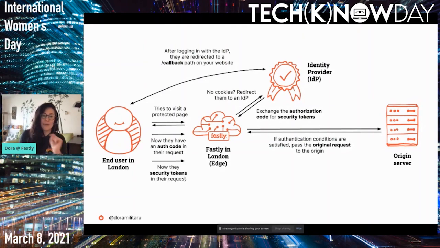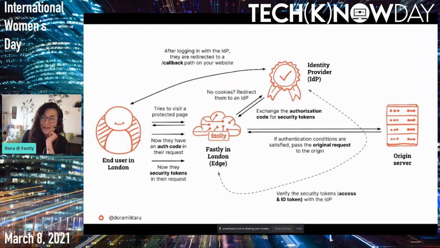We also store the security tokens that we get back from the identity provider, and we create another big loop where Fastly at the edge verifies the security token, so the access and identity token, with the identity provider. Why do they need to be verified? These are cryptographically unique tokens, and that doesn't mean that they can't be compromised. So it is a good idea to keep verifying them.